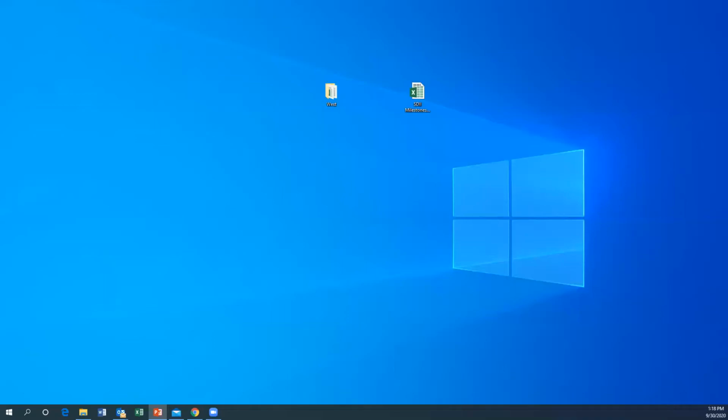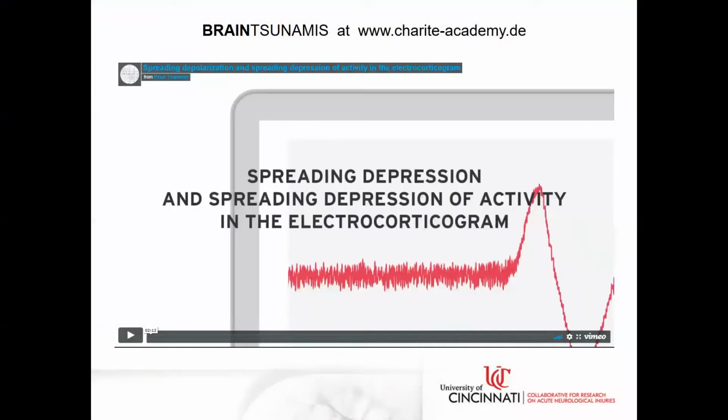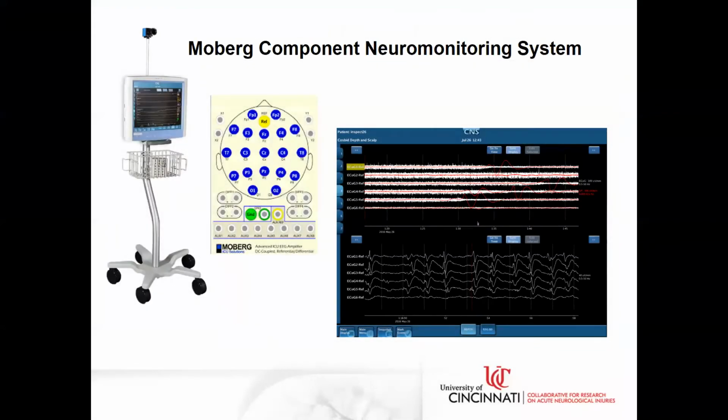Okay. So I hope that helped with the understanding of how these different scales relate to each other. And with that understanding, we can now get into the display and interpretation of spreading depolarizations at the bedside using the Moberg CNS software.